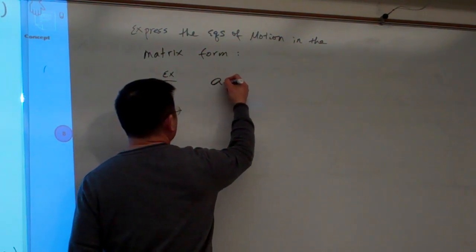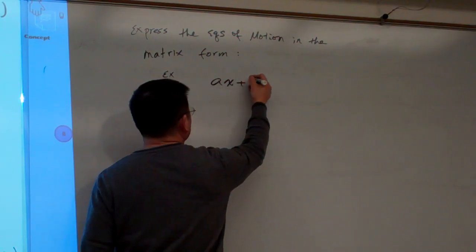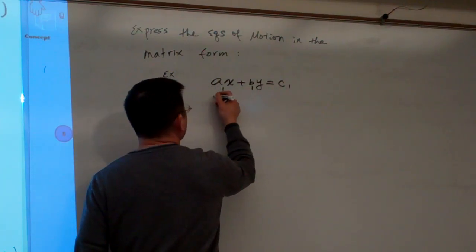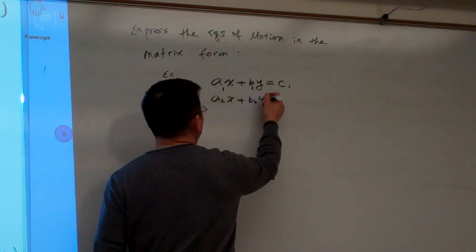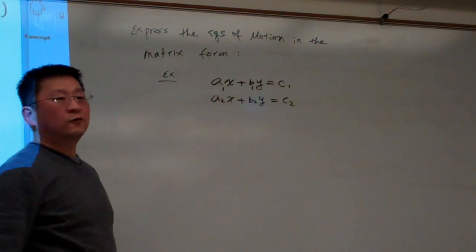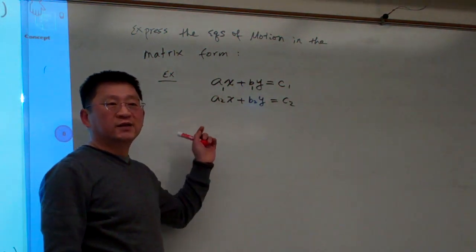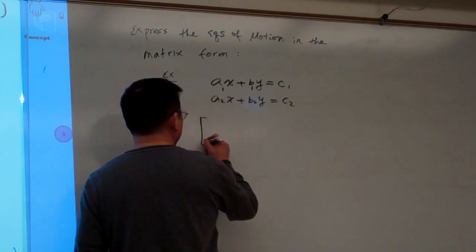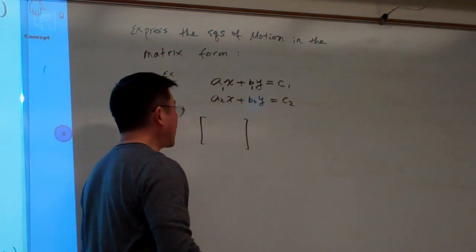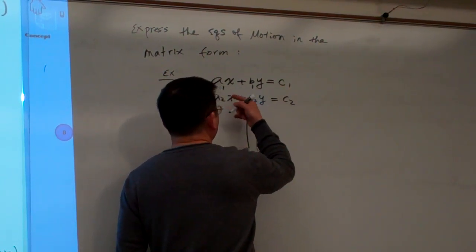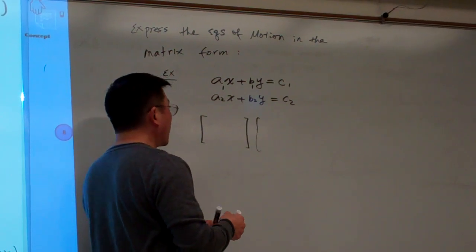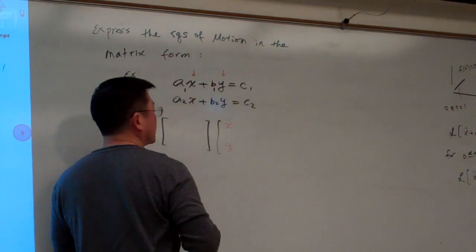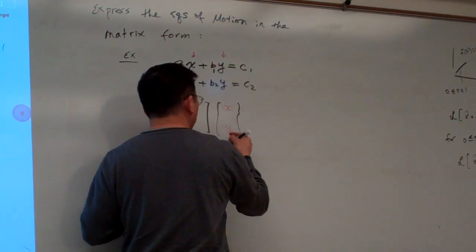So if we have a1 x plus b1 y equal to c1, and a2 x plus b2 y equal to c2, for example, if we consider this simple set of linear equations, I want to express this into a matrix form. The matrix form is such that, here we have 2 variables, x and y. So x and y are our variables here, okay? So I arrange our variables in vectors.